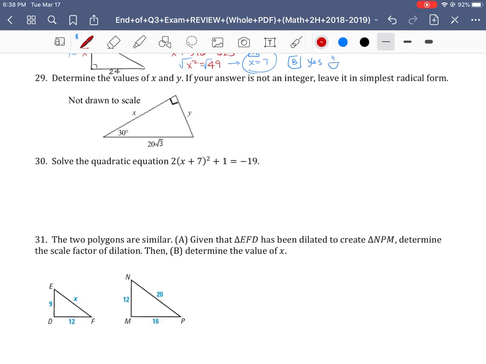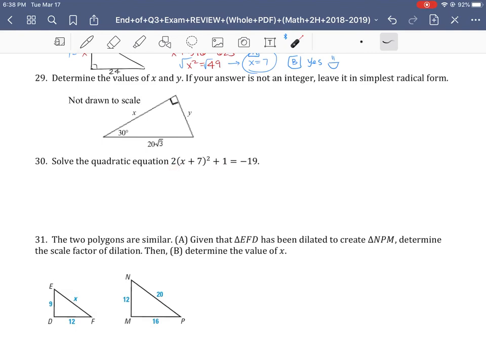Number 30 says solve the quadratic equation. Remember, this one is in vertex form. We can tell because of this piece that's raised to the second power. There is only one x in here, so that's going to be really easy to get by itself. We just have to undo everything to solve for this x. So we need to get rid of the 1 first, then we'll get rid of the 2.